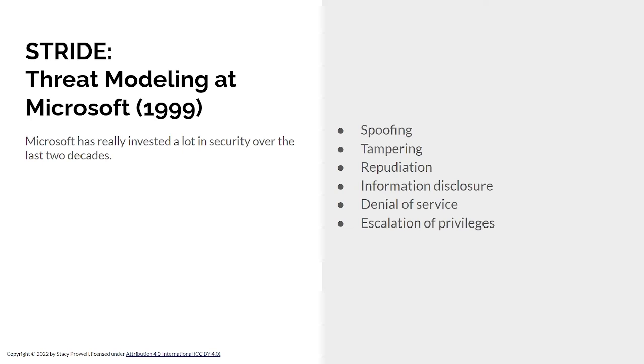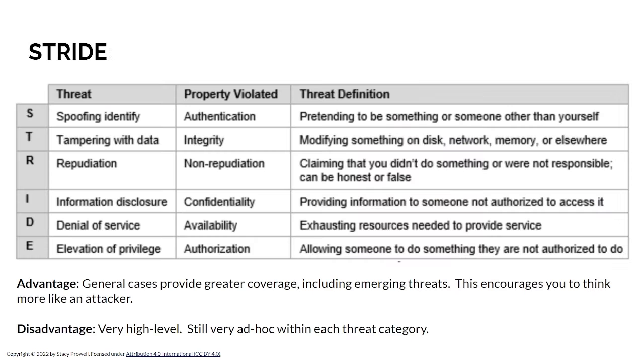And they looked at 6 things: spoofing, tampering, repudiation, information disclosure, denial of service, and escalation of privileges. Those are the 6 things. And so you can consider each one of these and ask, does this apply to my project? And if it does, how does it apply? Spoofing identity, pretending to be someone or something other than yourself.